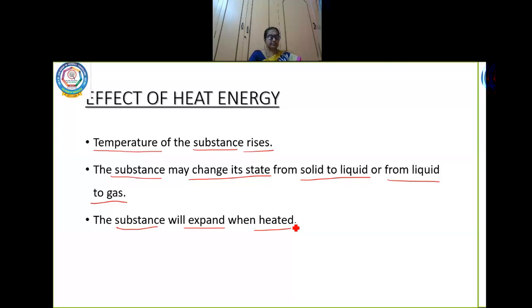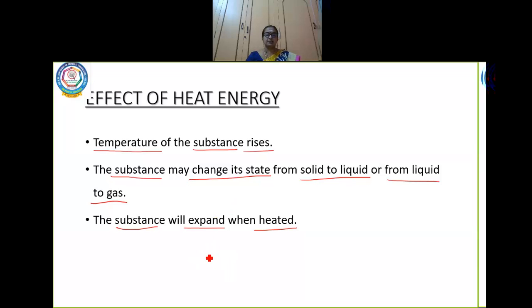Take page number 34, children. What is expansion of substances? When heat energy is supplied to a body, there can be an increase in the dimension of the object. Dimension in the sense the length, the area, or the volume of the object may change. So the dimension of the body will change when heat energy is supplied to a substance. This change in dimension is what you call thermal expansion.